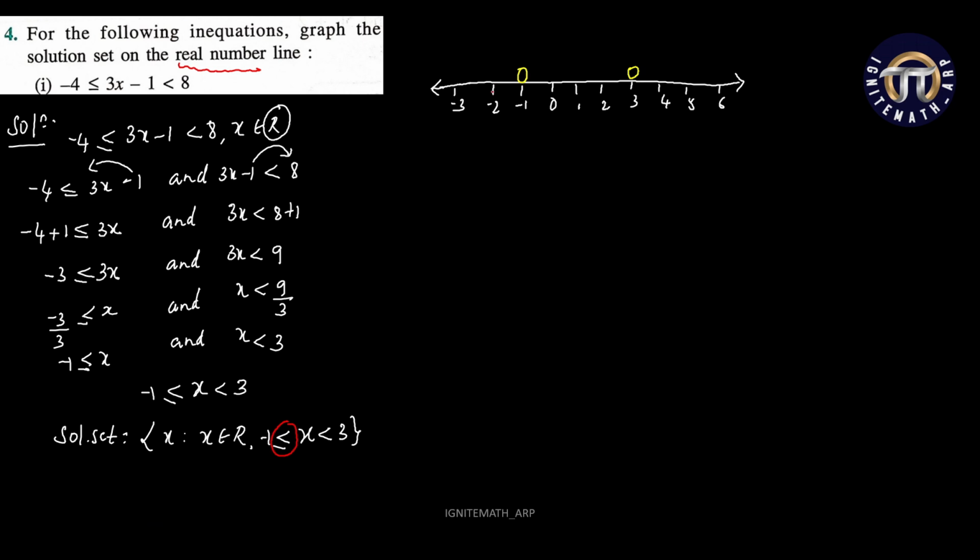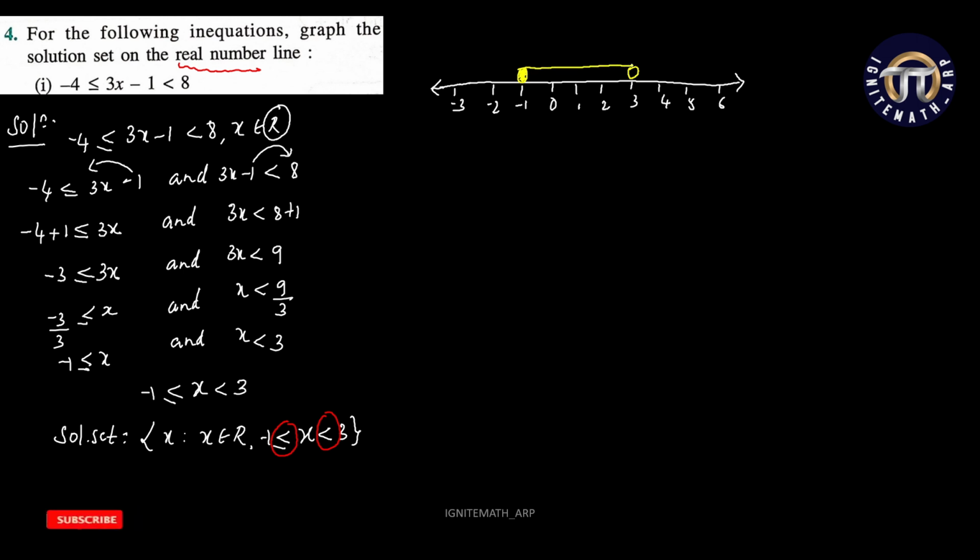So, what does it mean? I need to darken the circle which is written on -1. I'll darken this. And if you observe this sign of inequality, it just says that x is smaller than 3. So, it is not equal to 3. I'll come till the end of 2.99999, but I don't take 3. So I should not darken this circle written on 3. So this is my required solution set.